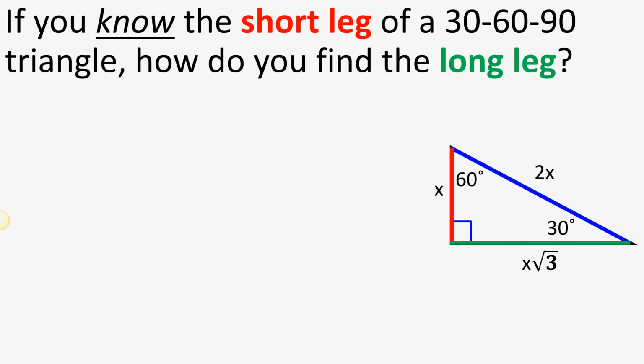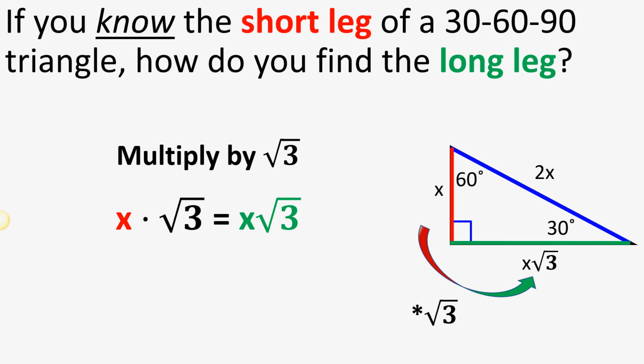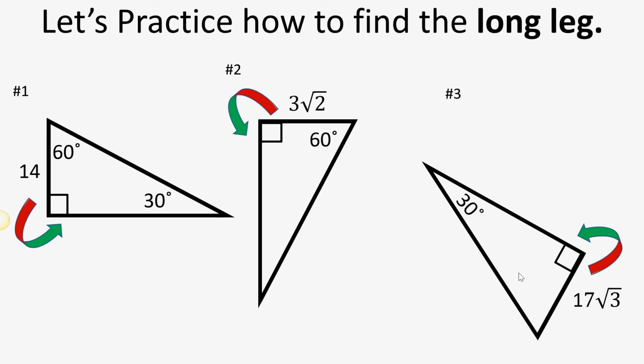Now, again, starting at that short leg is the easiest. Start at x. Now we want to go to x radical 3. How do you go from an x to an x radical 3? Well, this sitting next to the radical means you're multiplying, so you're going to multiply times radical 3. Pretty straightforward. So let's do some examples.